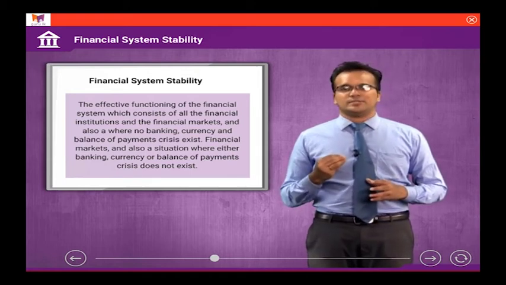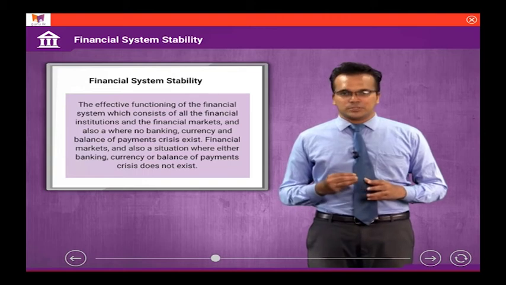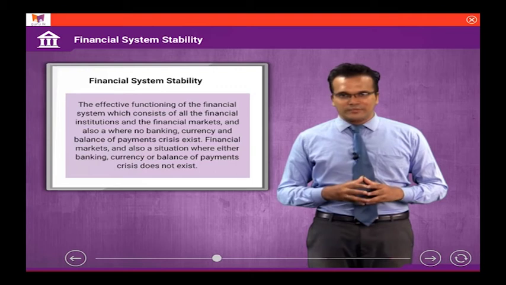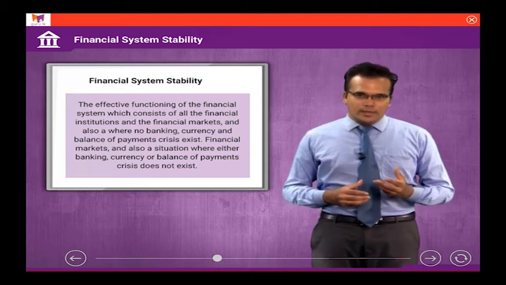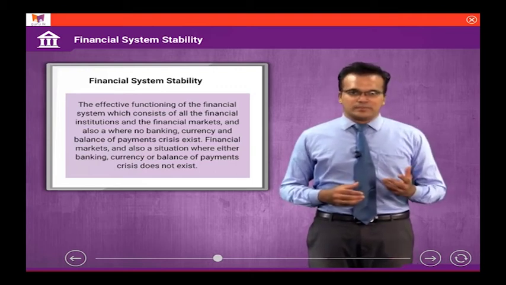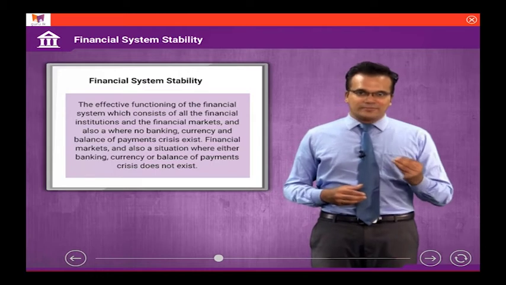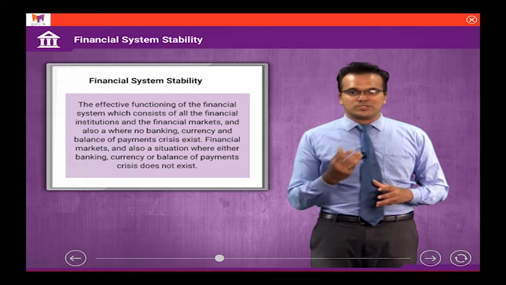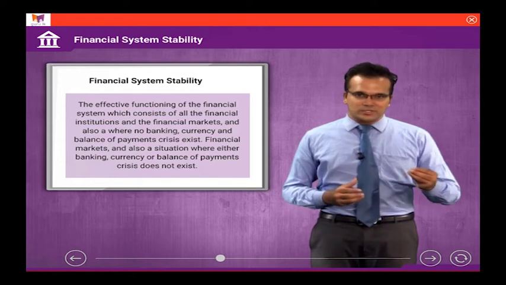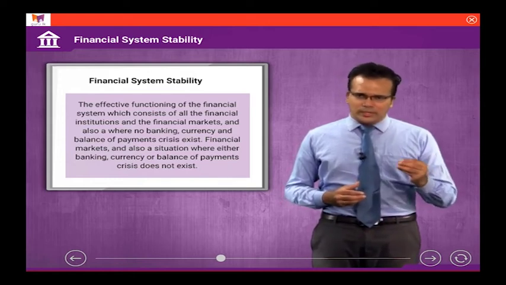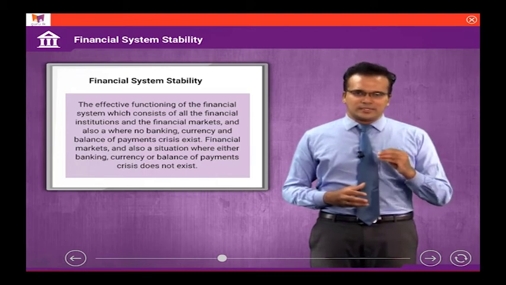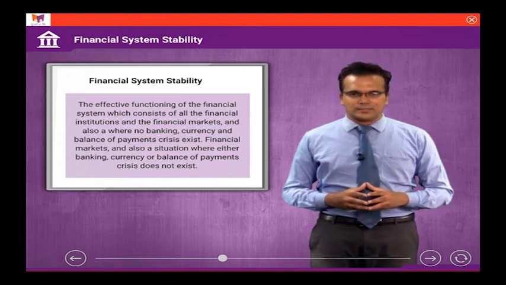It will further encourage efficient financial intermediation and effective functioning of the markets, and hence promotes investment and economic growth. We can say financial system stability means the effective functioning of the financial system, which consists of all the financial institutions and the financial markets, and also where either banking, currency or balance of payments crisis does not exist.